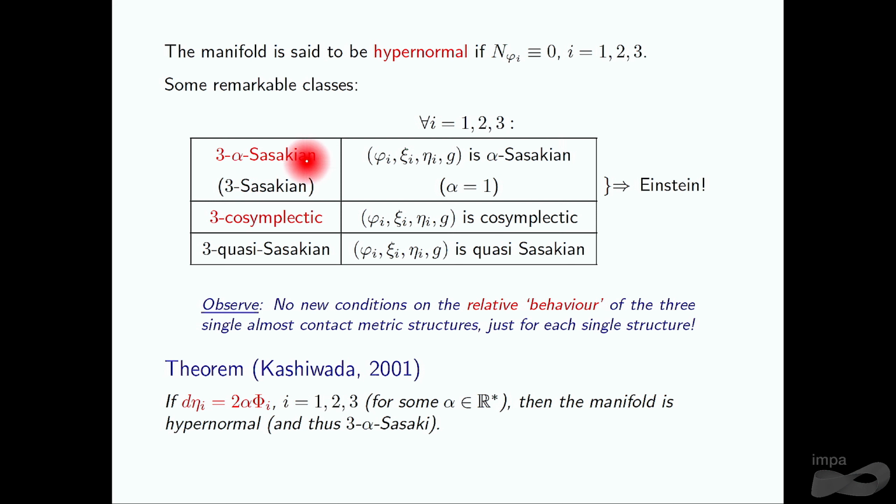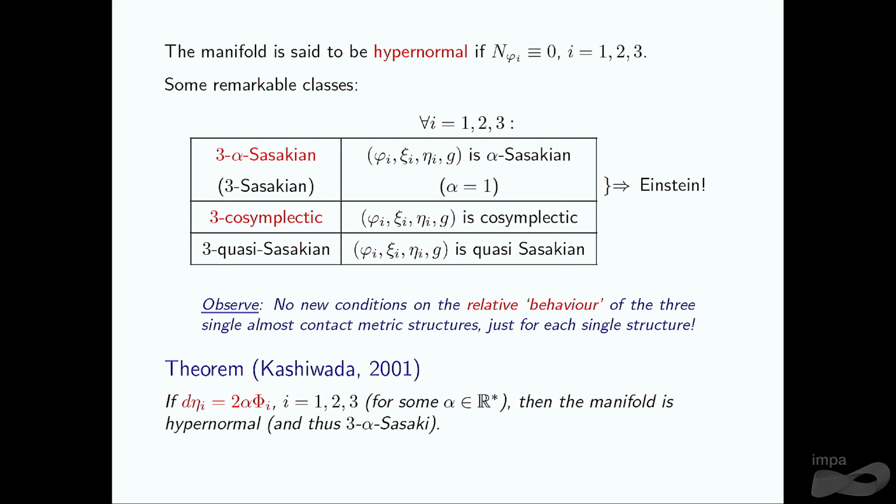There are free alpha Sasaki manifolds, which means that each of these single almost contact structures is alpha Sasaki. Free Sasaki means just that the alpha in alpha Sasaki is 1. Free cosymplectic if all three are cosymplectic, free quasi-Sasaki if all three structures are quasi-Sasaki. Now observe that it's a known theorem that any free alpha Sasaki manifold is actually Einstein.